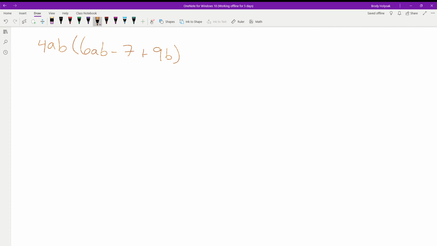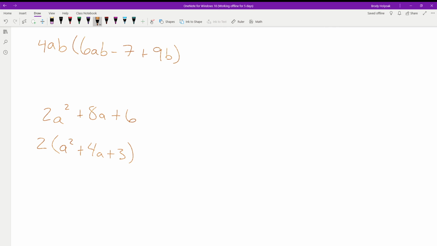Okay, another example. We have 2a squared plus 8a plus 6. How can we factor that down? We take 2 out. Can we go any farther? Nope, that's it.